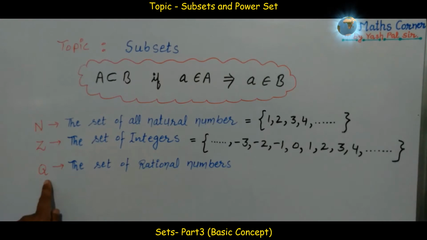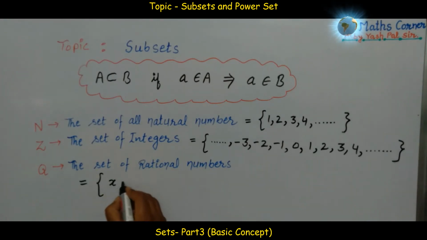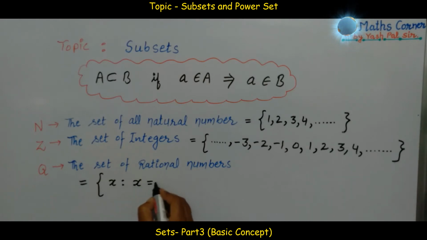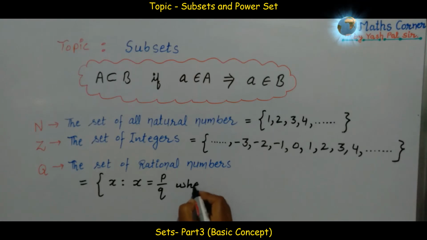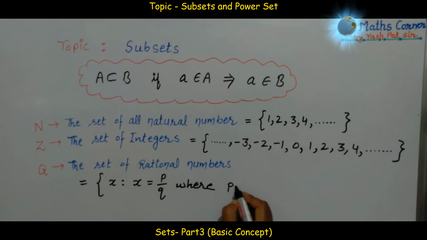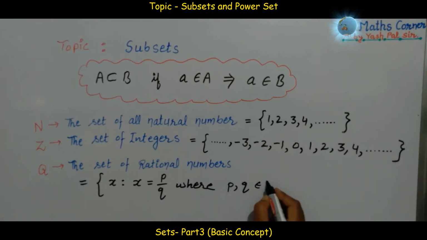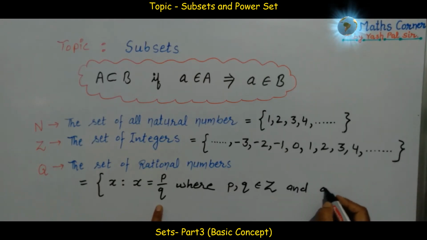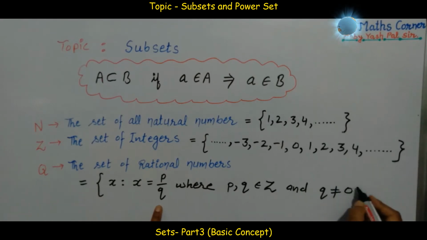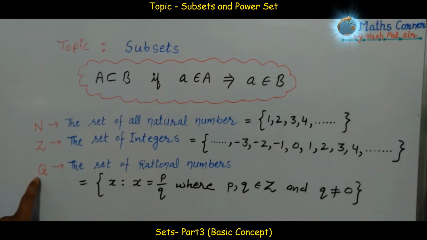Q denotes the set of rational numbers, which is equal to all the numbers x such that x is equal to p upon q, where p and q both belong to integers, and one more condition, the denominator q should not be equal to 0. This is the way we can describe Q, the set of rational numbers.